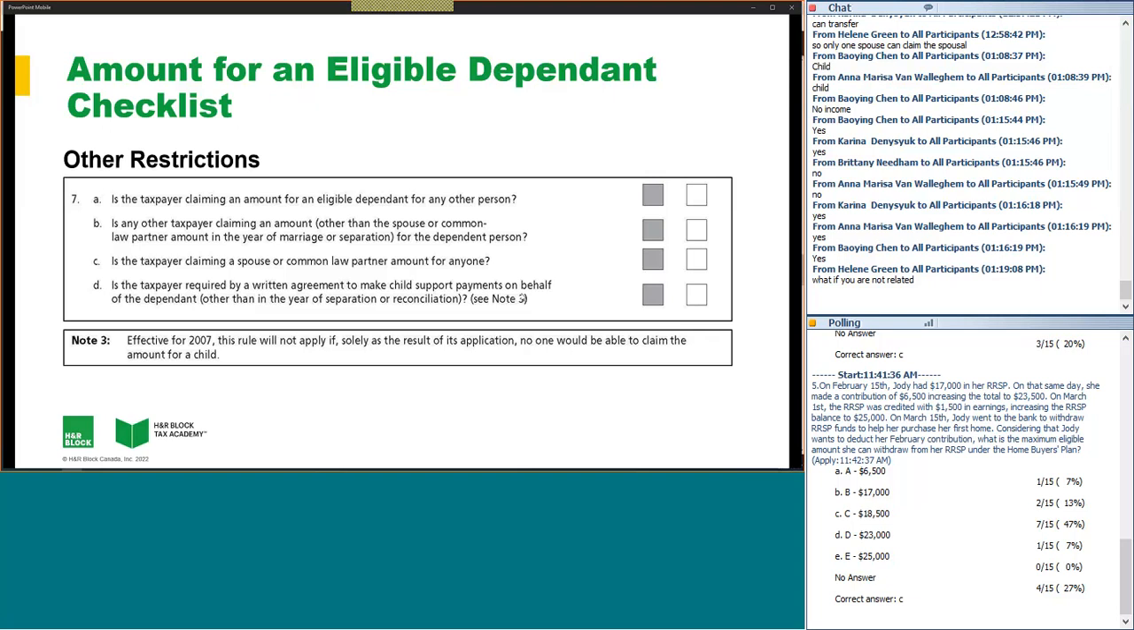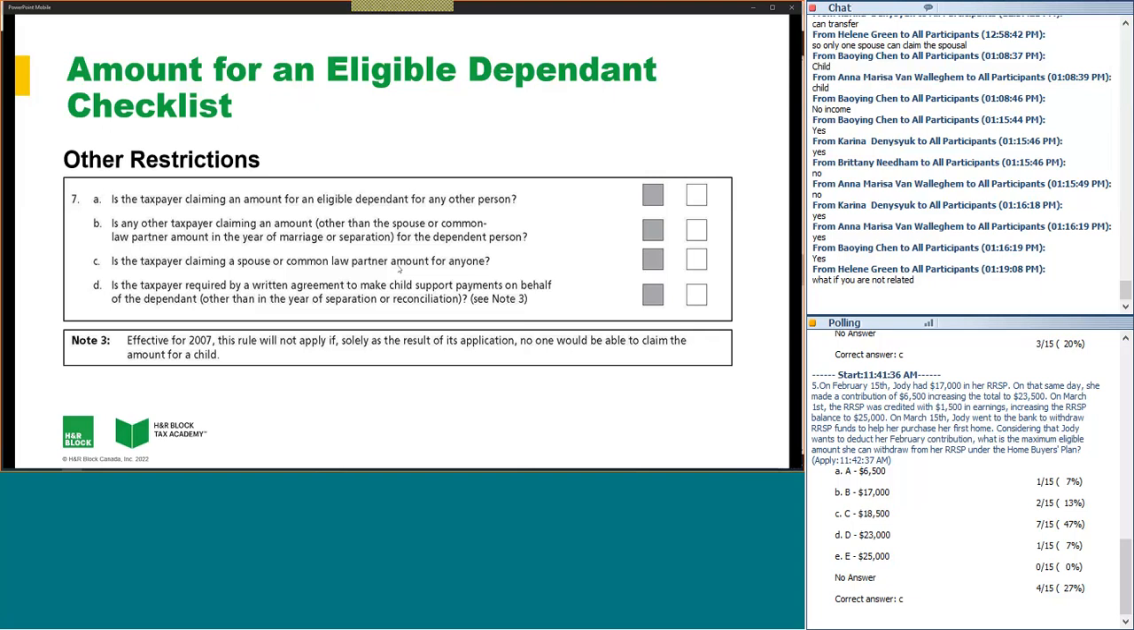Every dependent can only be an eligible dependent for one person, so if somebody else is claiming them as a spouse or common law partner, they can't also be your dependent. They can be a dependent spouse or they can be an eligible dependent. They can't be both. Okay. If you're claiming a spouse, you have to pick. Do you want the spousal amount or the eligible dependent amount? You can't pick both, so you have to decide. It's one or the other.